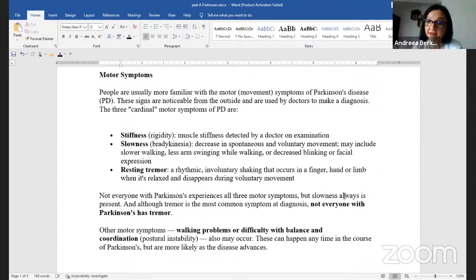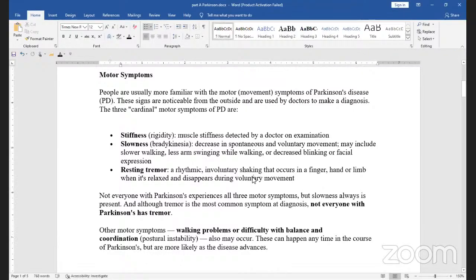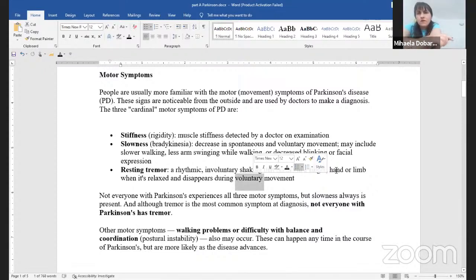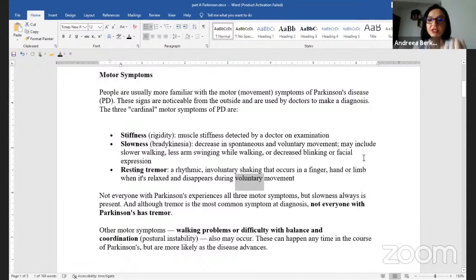Did everybody get it? So it's this one. Voluntary. Okay, so the shaking only happens when the finger, the hand or the limb is relaxed. But if you have a voluntary movement, like you move your hands at will, then you lose the tremor. Okay, so this was part A.